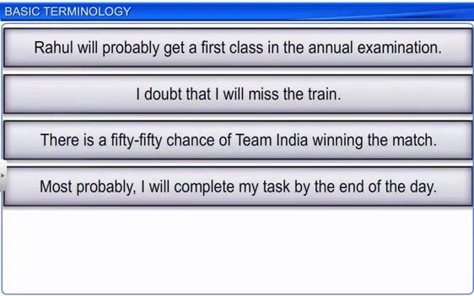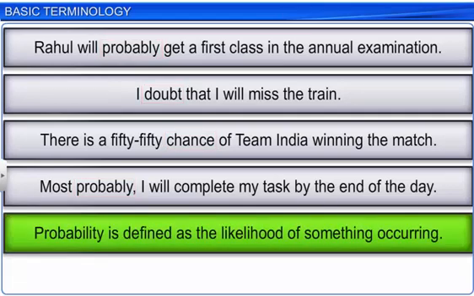In such sentences, the words probably, doubt, and chance involve an uncertainty. These words are all synonyms used to indicate the term probability. Probability is defined as the likelihood of something occurring.